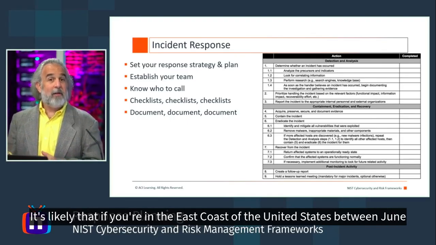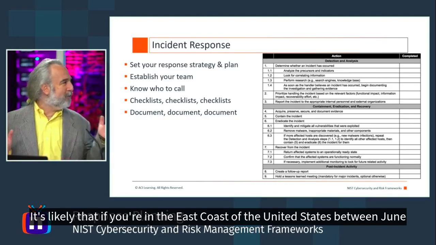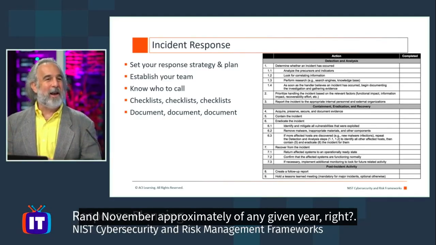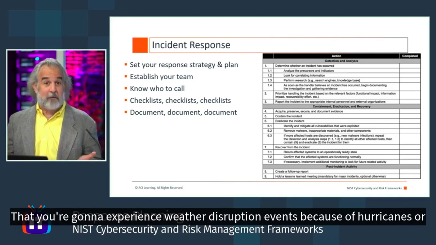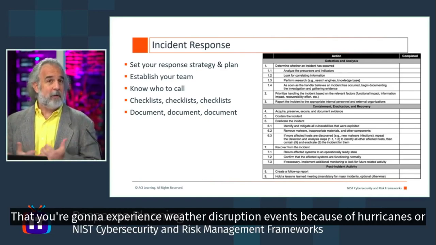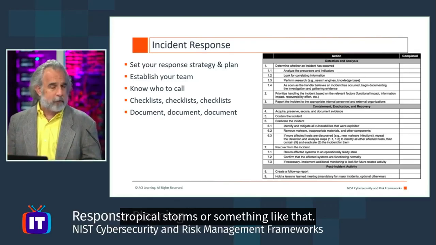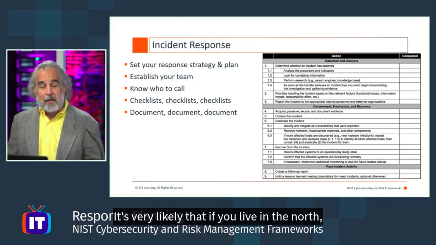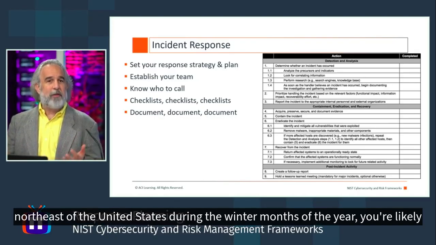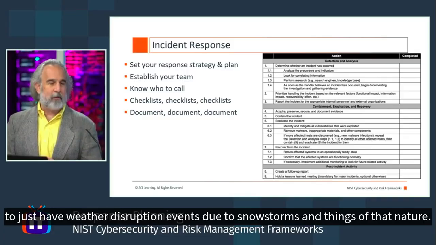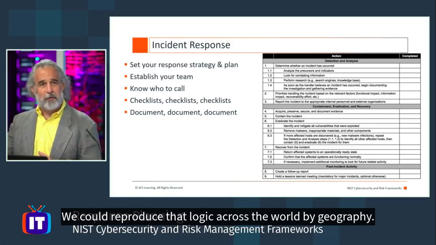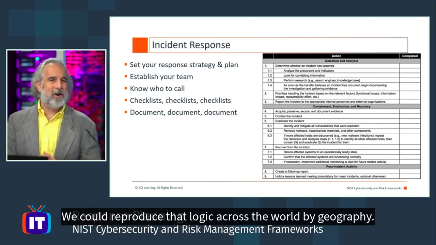It's likely that if you're on the East Coast of the United States between June and November, approximately, of any given year, you're going to experience weather disruption events because of hurricanes or tropical storms or something like that. It's very likely that if you live in the northeast of the United States during the winter months, you're going to have weather disruption events due to snowstorms and things of that nature. We could reproduce that logic across the world by geography.